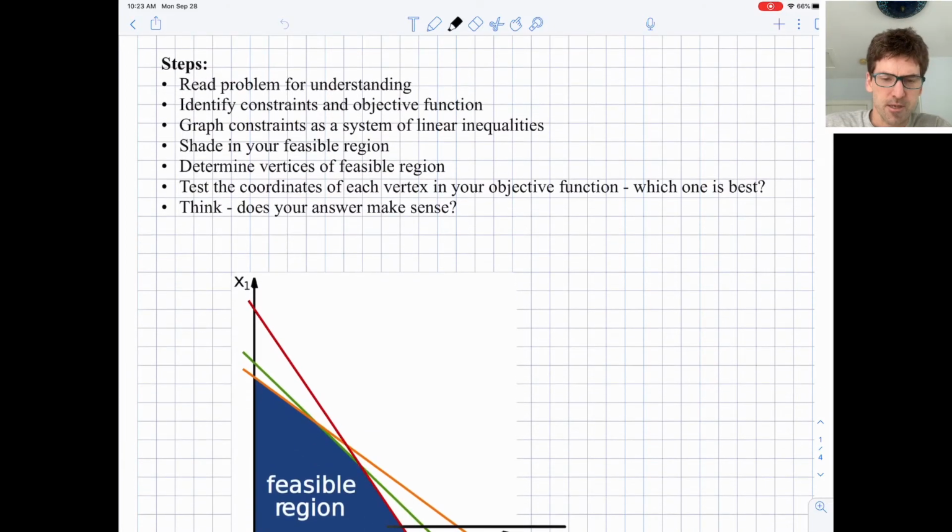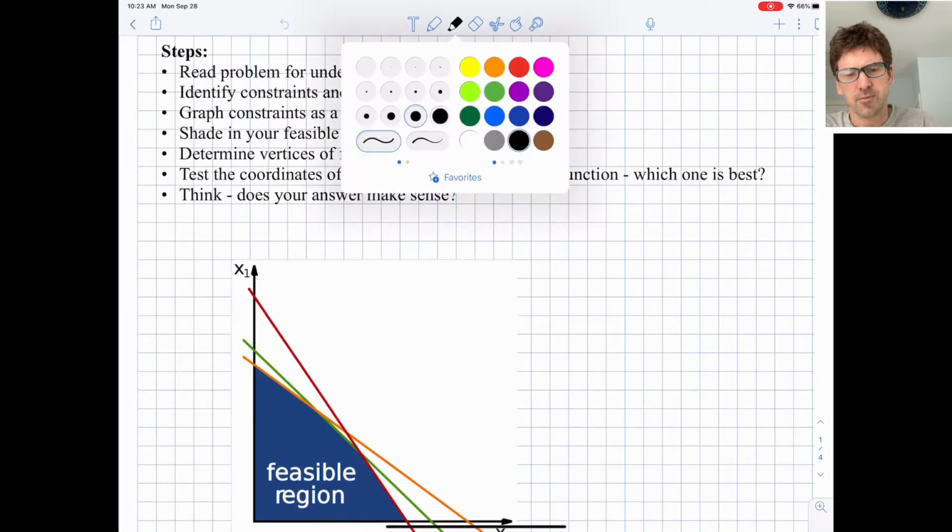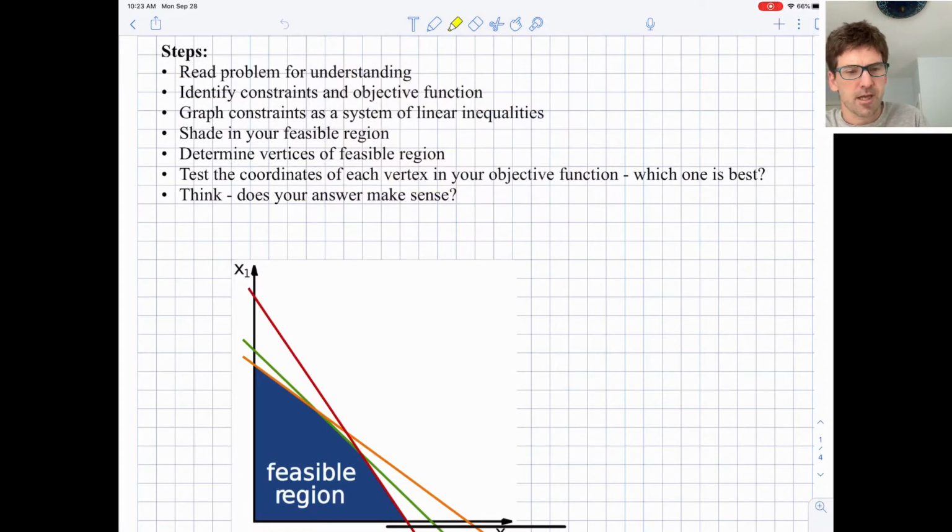So our steps are to certainly read the problem for understanding first. Make sure you really understand what's going on. And then we have to identify what is a constraint and what is an objective function. An objective function usually refers to money and usually refers to something we're trying to optimize or maximize. The constraints are our limitations in the scenario.